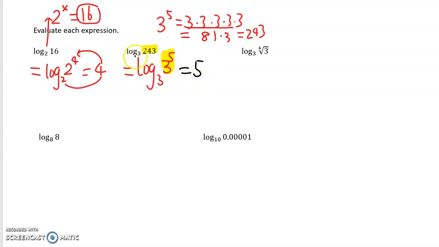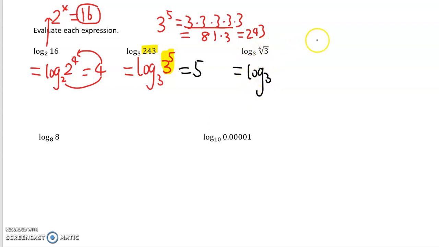Again, because the logarithm is asking, 243 is how many copies of 3? It's 5 copies of 3, multiplying 5 copies of 3. So now we can work on the next one.